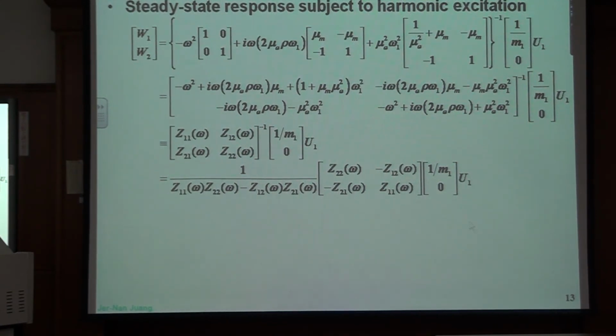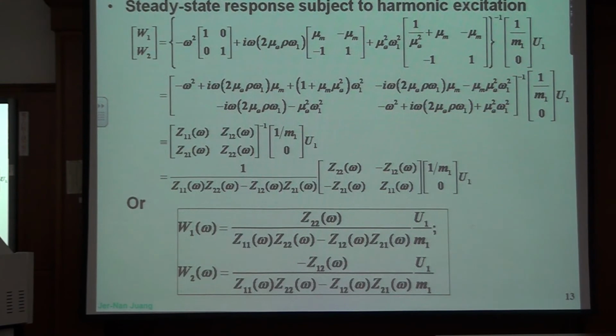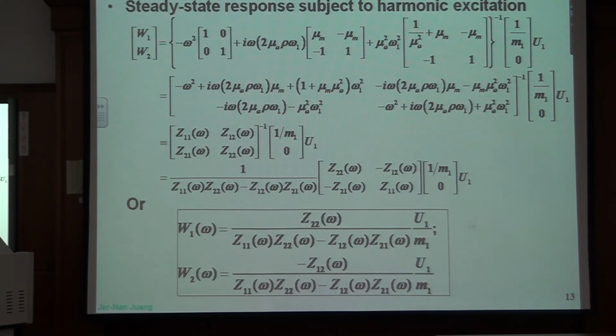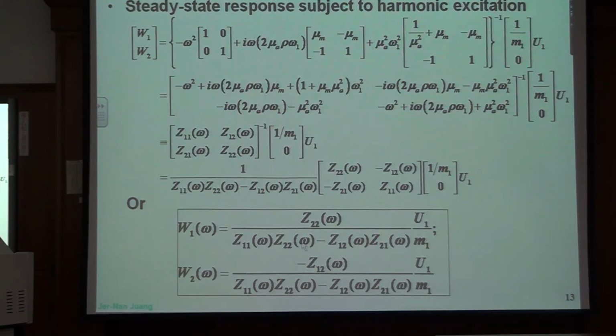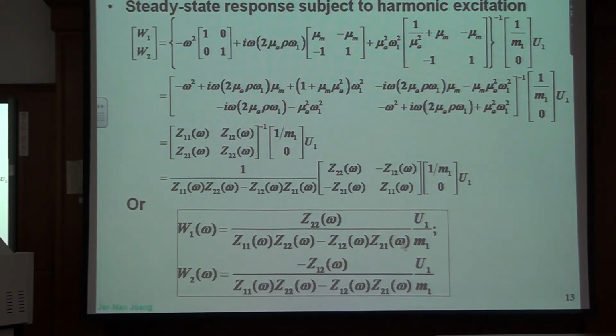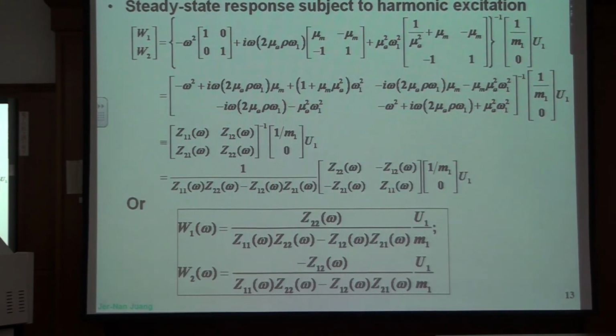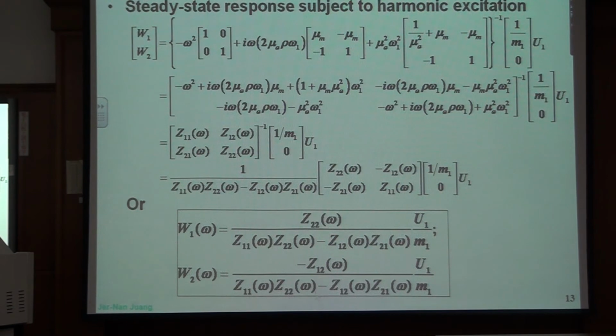My message for this slide is this. My W1 equals this long form, Z22(ω) divided by Z11(ω) Z22(ω) minus Z12(ω) Z21(ω), times E1 over M1. W2 equals minus Z12(ω) divided by the same denominator, the same denominator.